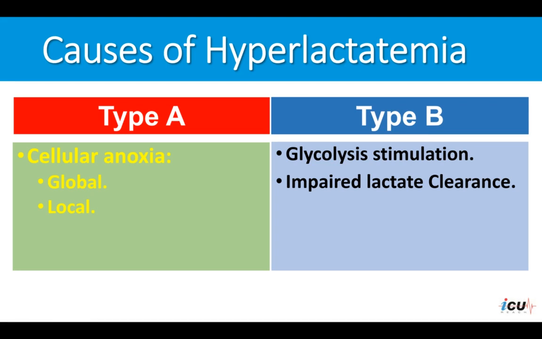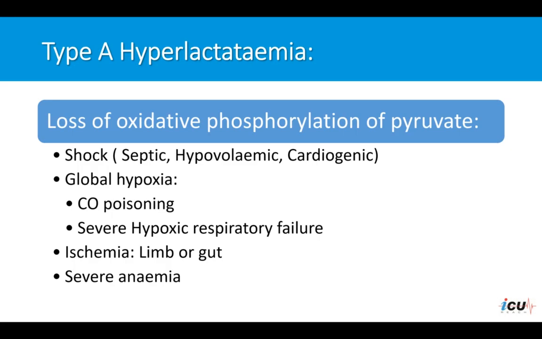And the two main conditions or categories that will cause elevation of lactic acid without hypoperfusion are, number one, stimulation of glycolysis, and number two, impaired lactate clearance. So the type A hyperlactatemia is related to the loss of oxidative phosphorylation of pyruvate. This can happen in all kinds of shocks, whether it is septic shock, hypovolemic shock, or cardiogenic shock.